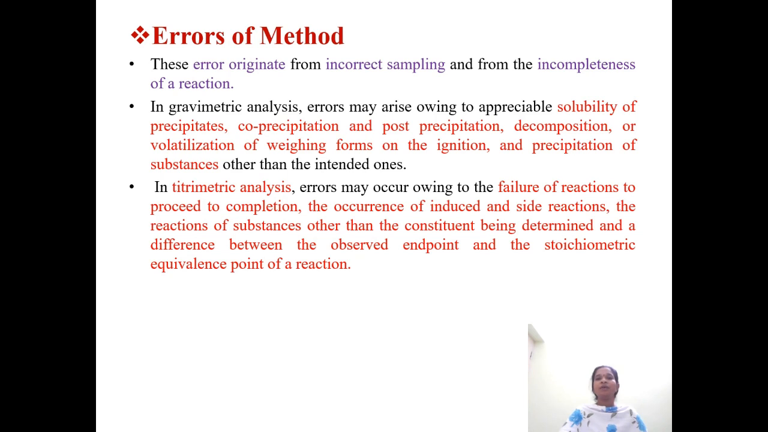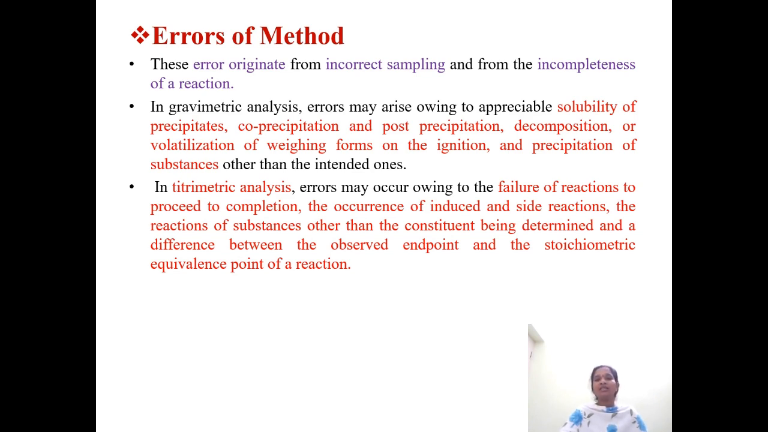Then the errors of method. These errors originate from incorrect sampling and from the incompleteness of the reaction. In gravimetric analysis, the errors may arise due to appreciable solubility of the precipitate, co-precipitation and post-precipitation, decomposition or volatilization of weighing forms on ignition, and precipitation of substances other than the intended ones.